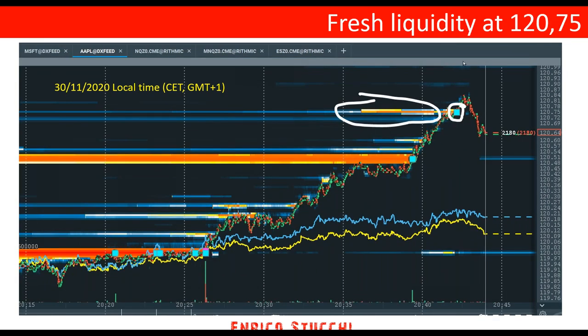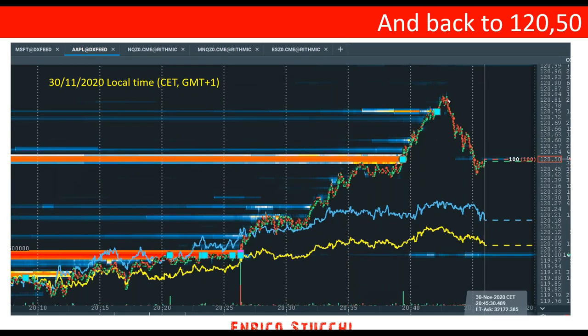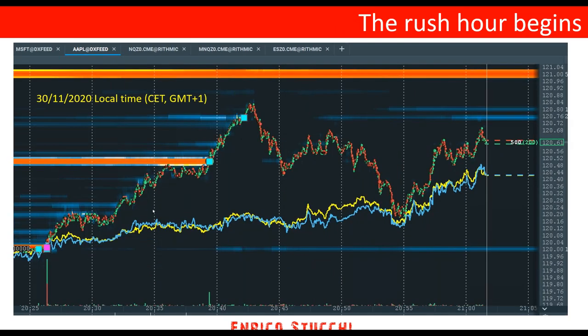What happened here? Fresh liquidity added at 100.75 here. Rejection. The price goes back to 120.50. Okay. And now we are in what I call the rush hour. The last hour of trading is usually very fast and very difficult to trade. You have to practice if you want to trade the last hour.